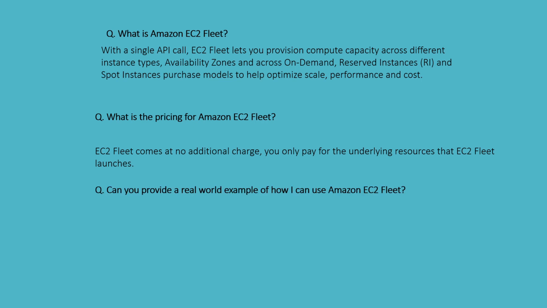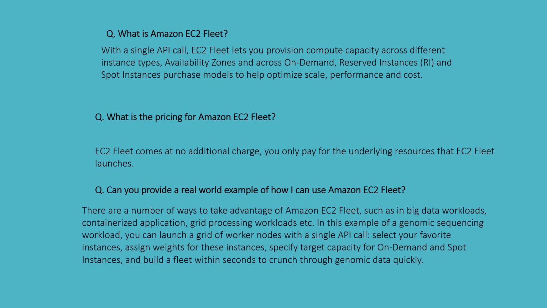Can you provide a real-world example of how I can use EC2 Fleet? There are a number of ways to take advantage of EC2 Fleet, such as big data workloads, containerized applications, and grid processing workloads. In an example of a geometric sequencing workload, you can launch a grid of worker nodes with a single API call. Select your favorite instances, assign weights to the instances, specify target capacity for On-Demand and Spot Instances, and build the fleet within seconds and crunch the geometric data quickly.